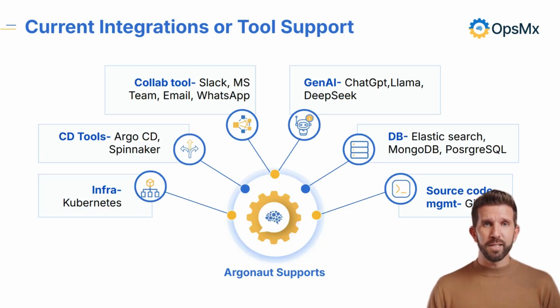Argonaut is built to fit seamlessly into your existing tech ecosystem. Whether your infrastructure runs on Kubernetes, your CD tools include Argo CD or Spinnaker, or your collaboration platforms are Slack, MS Teams, email, or WhatsApp, Argonaut integrates with all of these. It also supports leading GenAI engines like ChatGPT, Llama, and DeepSeek, and works with databases such as Elasticsearch, MongoDB, and PostgreSQL, along with source code management via GitHub. This versatility ensures that you get a unified, streamlined experience across all systems.